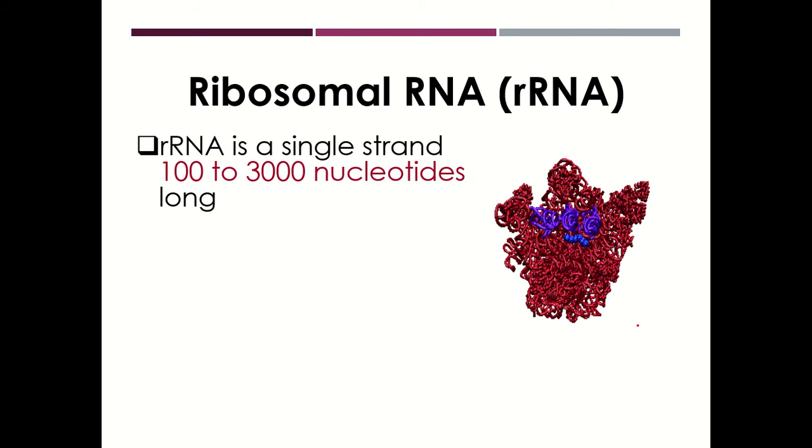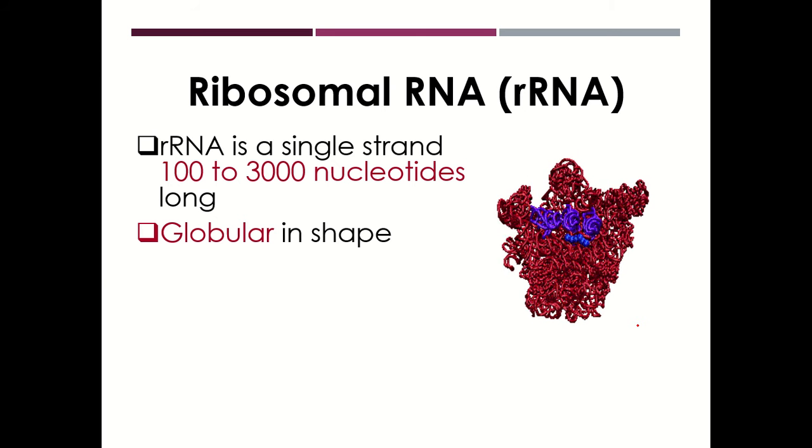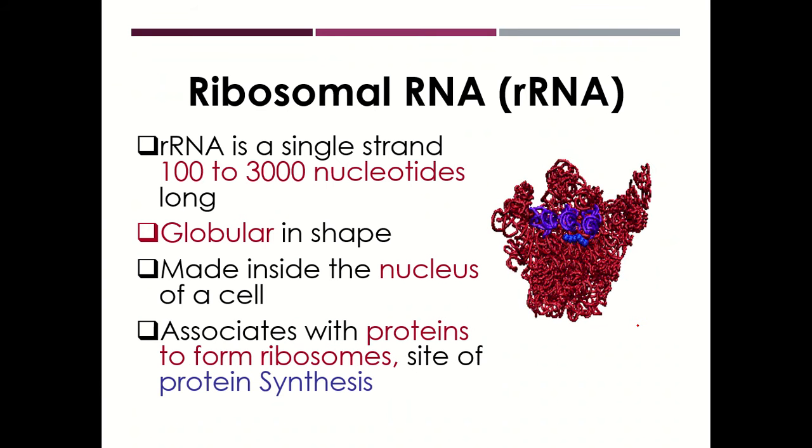So, rRNA. So, second type of RNA is rRNA. So, rRNA is a single strand having 100 to 3,000 nucleotides long, globular in shape. So, ganun siya. The other one is made inside the nucleus of a cell and associates with proteins to form ribosome, which is the site of protein synthesis.